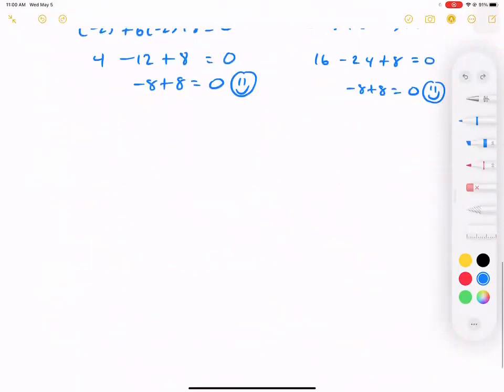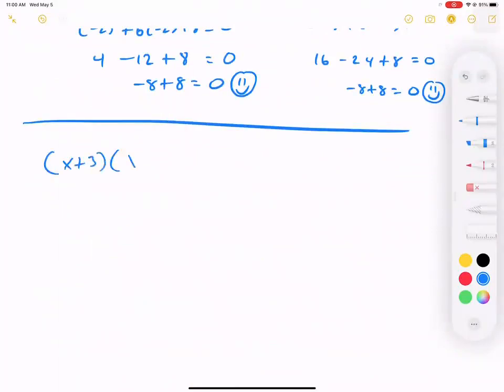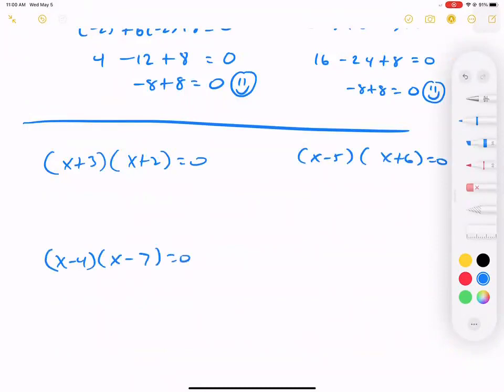First skill is this. If I give you x plus 3 and x plus 2 equals 0, how about x minus 5, x plus 6 equals 0? And, sorry, let's do one more easy one. X minus 4, x minus 7 equals 0. We have 3 problems here, 1, 2, and 3. I wanted to work with you to see how fast we can solve these problems given that they're already factored. Okay?